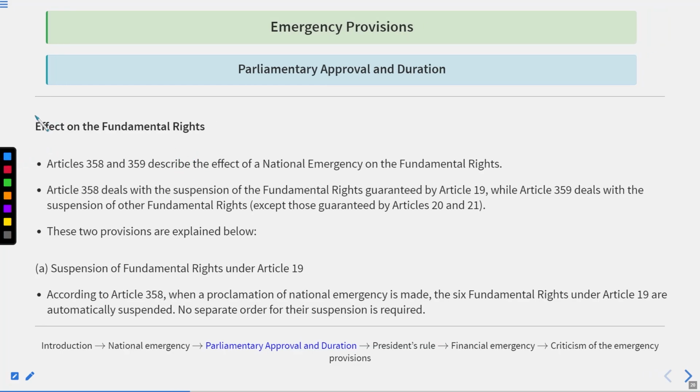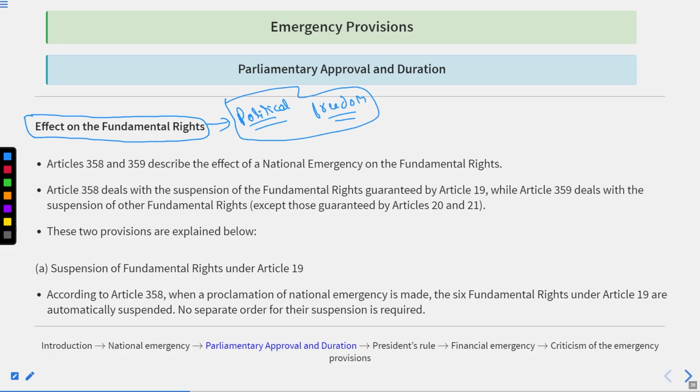Thereafter, the third heading was the effect on the fundamental rights. Remember, the fundamental rights were basically granted for the political freedom, right? Granted for the political freedom. So, what happens with the fundamental rights while the emergency provisions are in force?